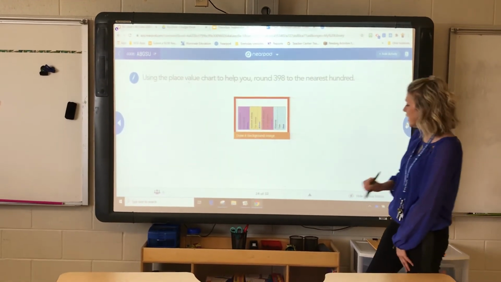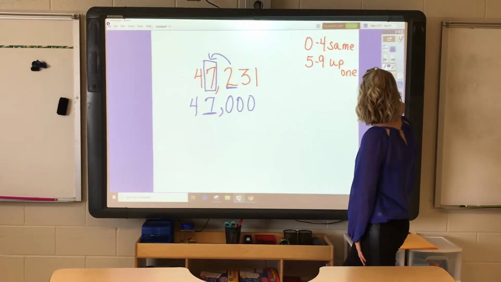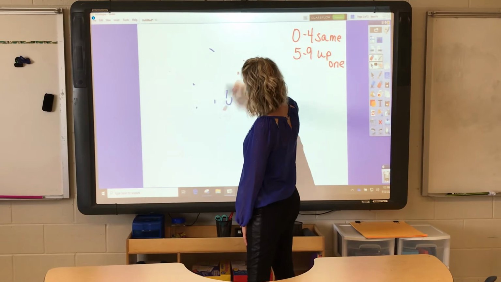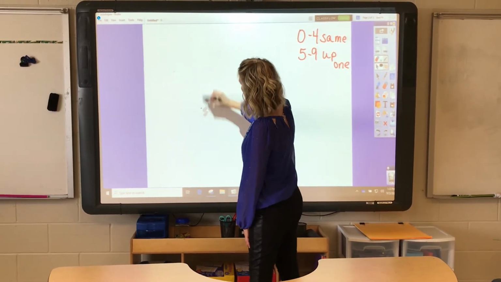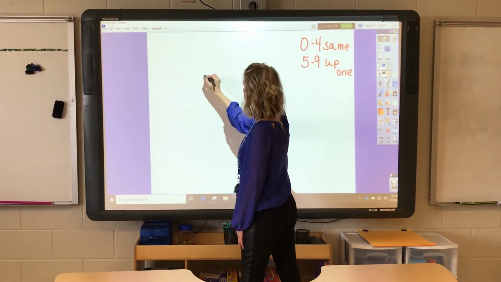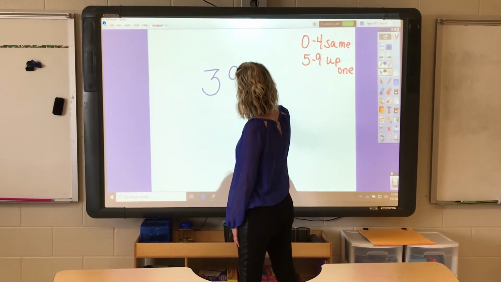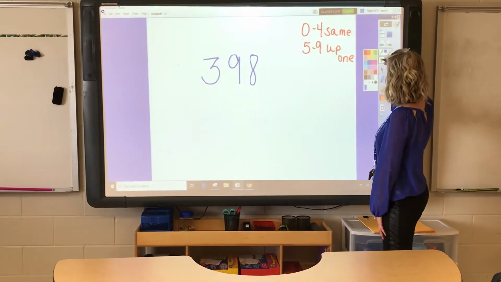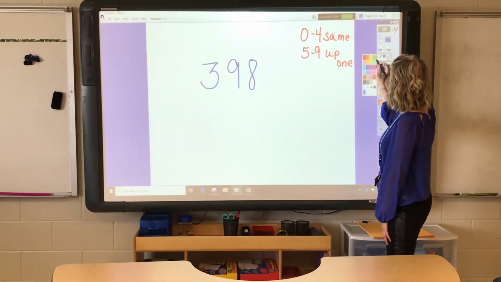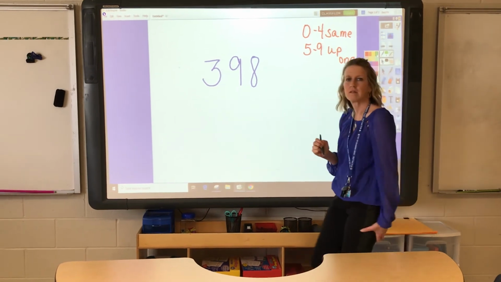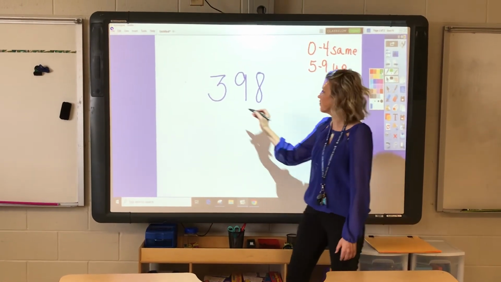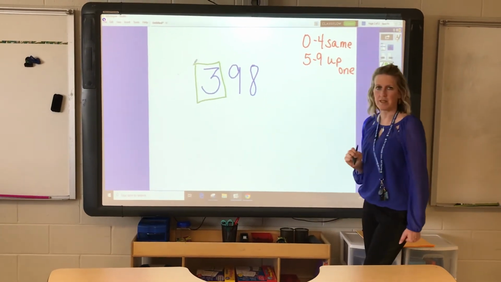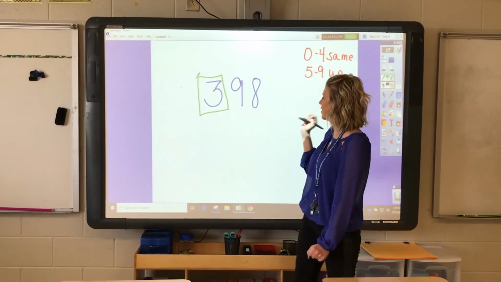All right, 398. This one should be easy. Y'all should be able to get this one. Okay? Let's do, and we're rounding to the nearest 100. What digit is in the hundreds place? Good. If you said 3, you're right. You're fabulous. Draw a box around it. Okay? Now remember, we're looking at the number to the right.